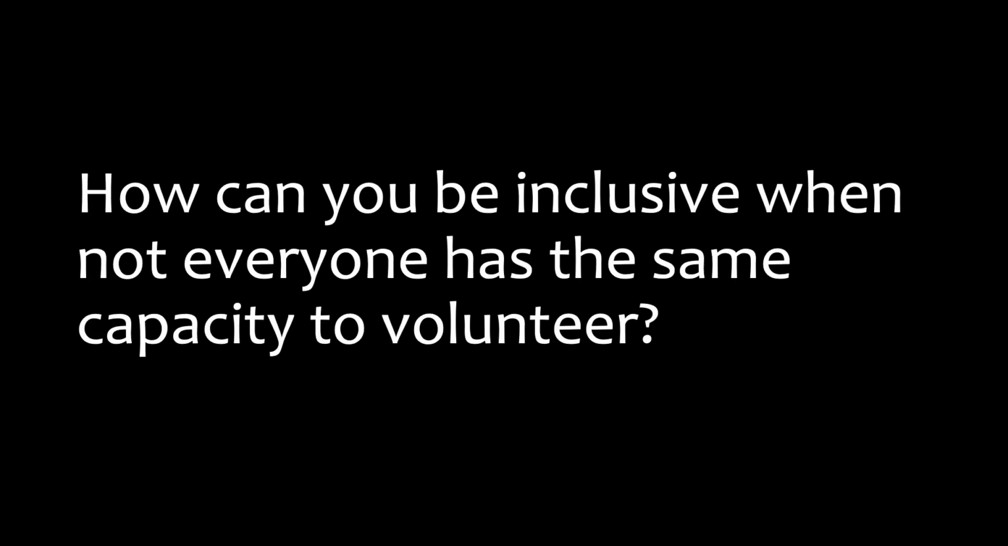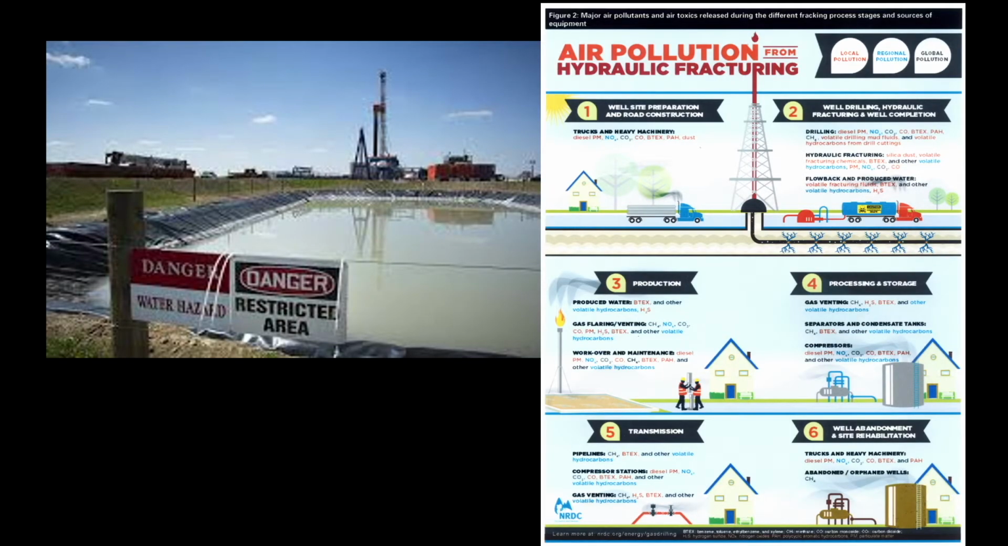So, first question. How can you be inclusive when not everyone has the same capacity to volunteer? I'm going to approach this question with an example from the case of fracking. The process of extracting natural gas from hard-to-reach shale formations poses a wide variety of risks to air, water, and soil. Conservation organizations across Pennsylvania and upstate New York, which is the Marcellus Shale gas development region, have trained volunteers to track water quality changes over time.